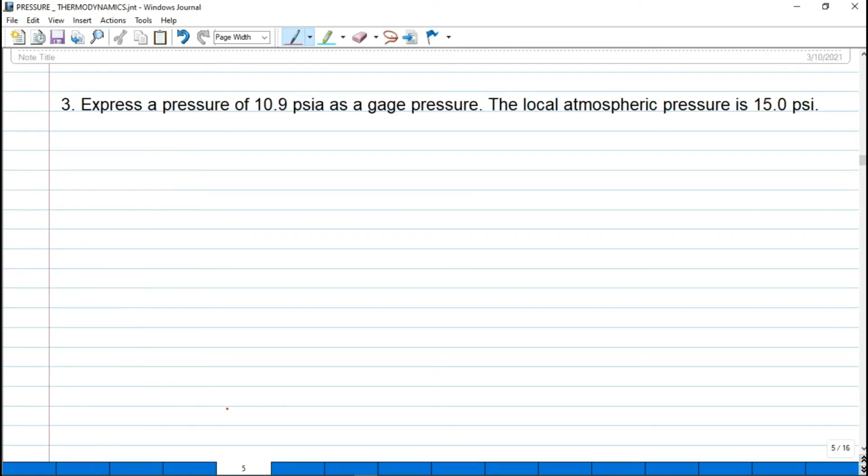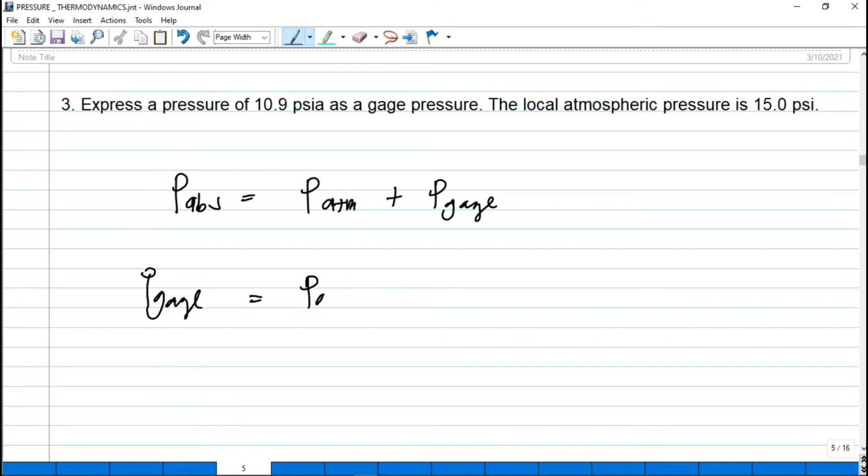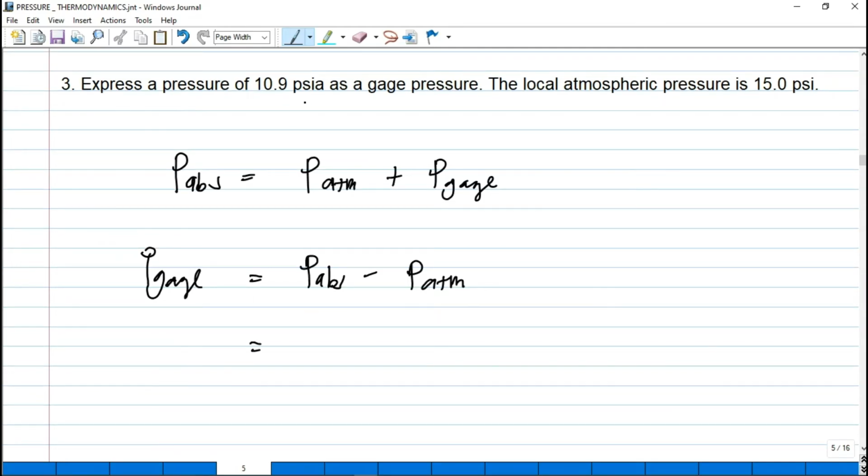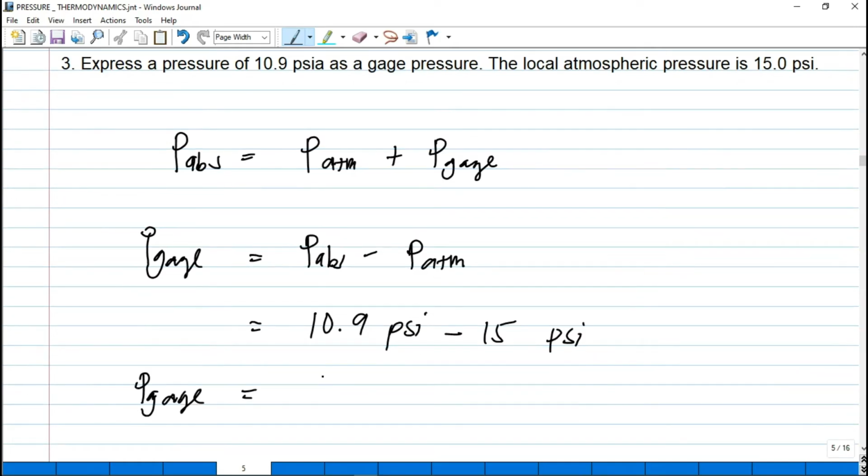For the third problem, guys, we have expressed a pressure of 10.9 psi. This is absolute as a gauge pressure. Okay, so we have the local atmospheric pressure as 15 psi. So we have here absolute pressure is equal to atmospheric pressure plus gauge pressure. So gauge pressure is equal to, we have here absolute pressure minus atmospheric pressure. So yung absolute pressure natin, that is 10.9 psi. Then we have the local atmospheric pressure as 15 psi. So that is equal to negative 4.1 psi.